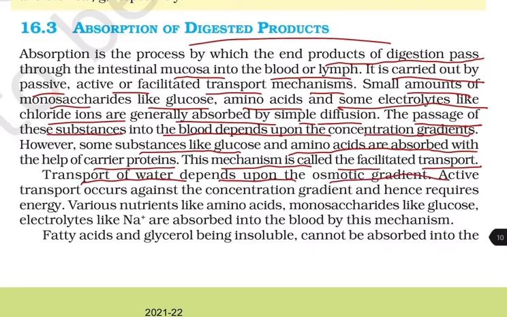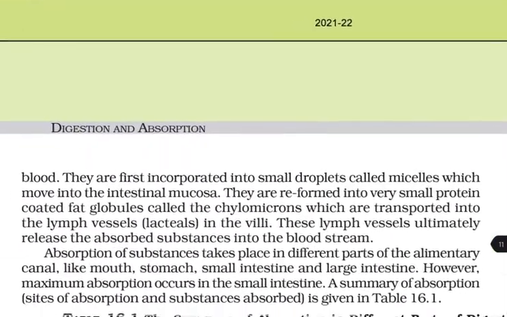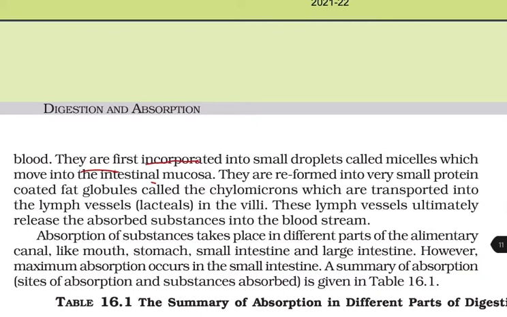Transport of water depends upon the osmotic gradient. Active transport occurs against the concentration gradient and hence requires energy. Various nutrients like amino acids, monosaccharides like glucose, and electrolytes like sodium are absorbed into the blood by this mechanism. Fatty acids and glycerol, being insoluble, cannot be absorbed into the blood. They are first incorporated into small droplets called micelles, which move into the intestinal mucosa. They are reformed into very small protein-coated fat globules called chylomicrons, which are transported into the lymph vessels, that is lacteals, in the villi. These lymph vessels ultimately release the absorbed substances into the blood stream.